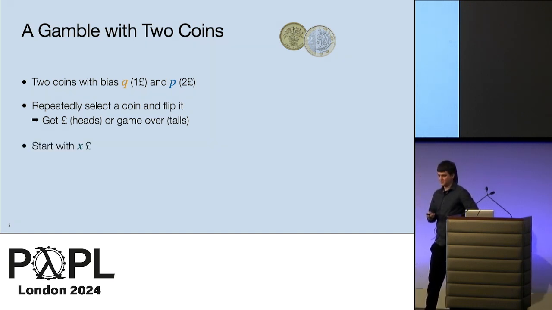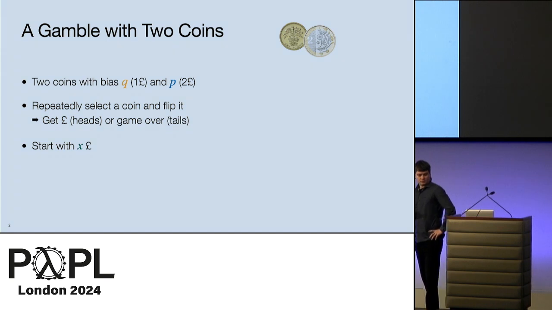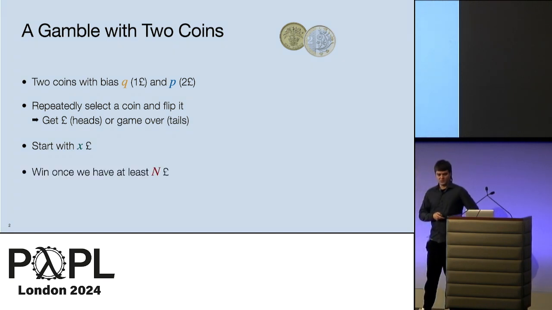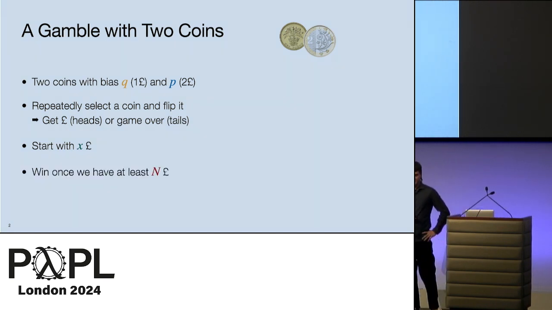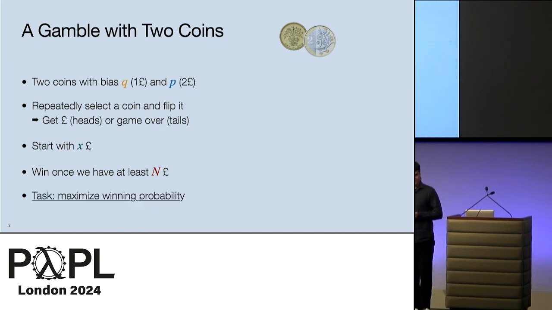Say we start with X pounds. And we win this game once we have collected at least N pounds. The objective here is just to collect at least N pounds, not to maximize something like the expected number of pounds. So the task is to maximize the probability to win this game.